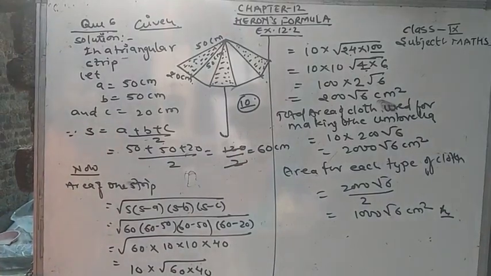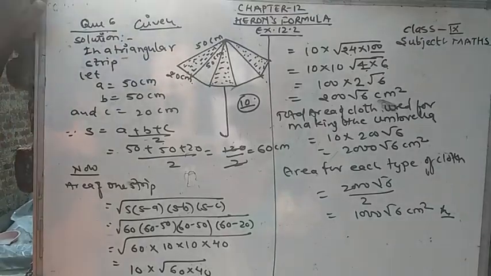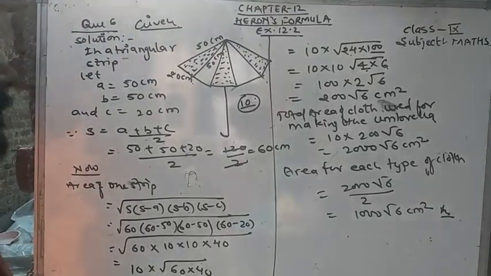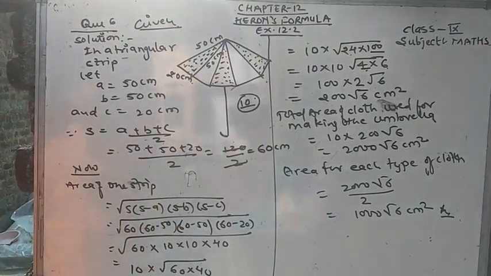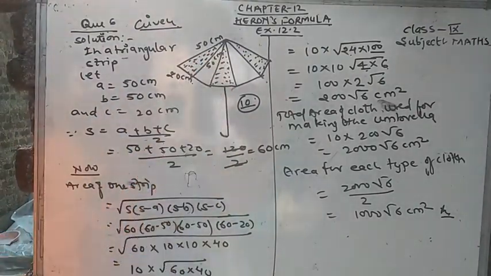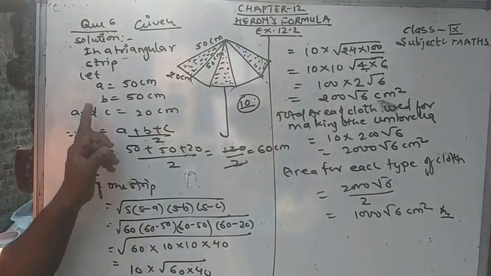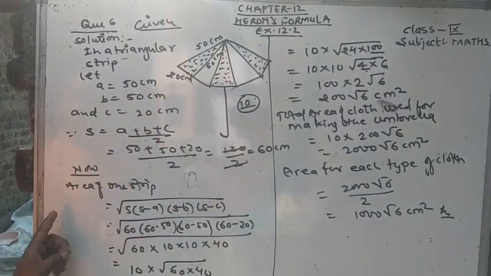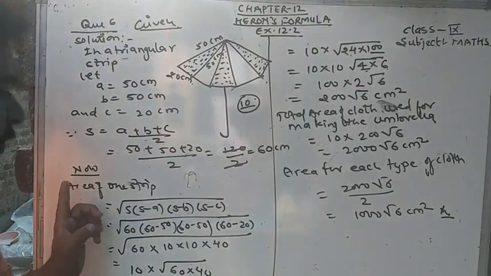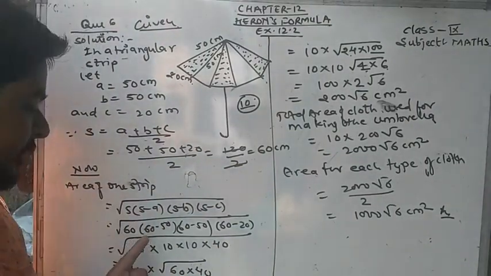Now, how can we solve it? The dimensions of one triangular strip are given, and all the triangular strips have the same dimensions. So we consider the sides of the triangular strip as a, b, c and find the semi perimeter. The sides are 50, 50 and 20, so the semi perimeter will be 60, and by that we will calculate the area of one strip.